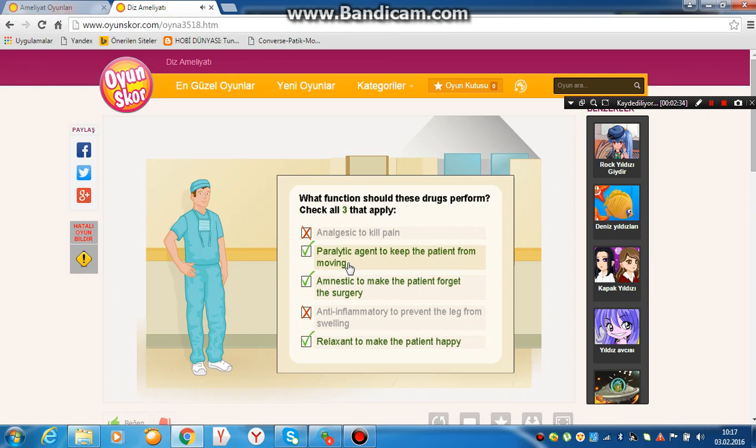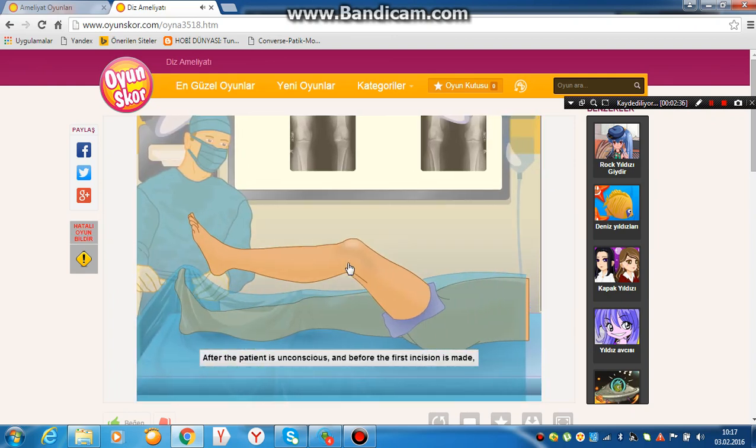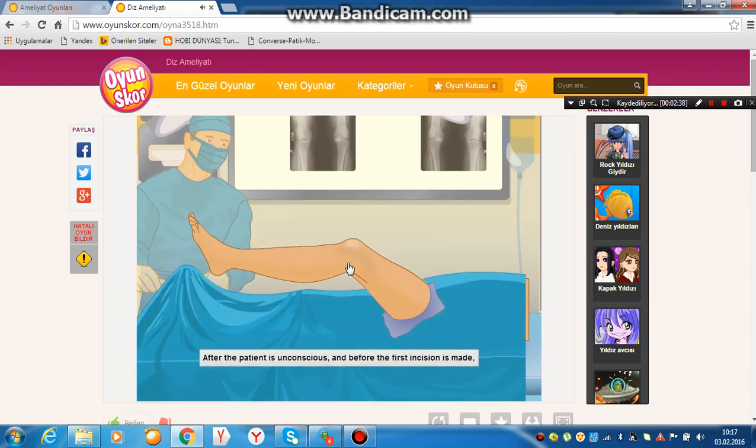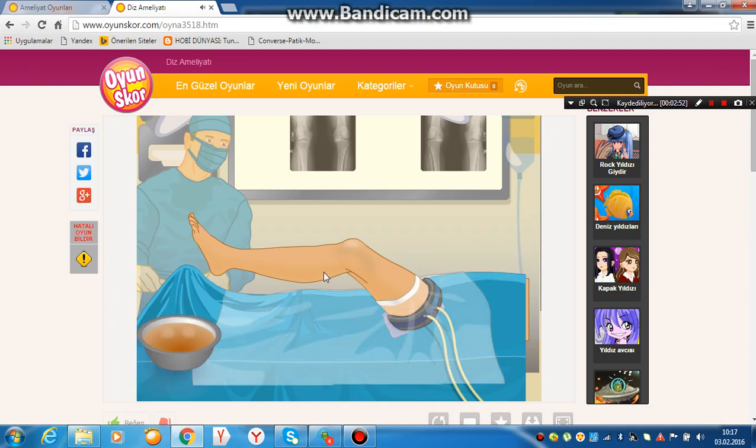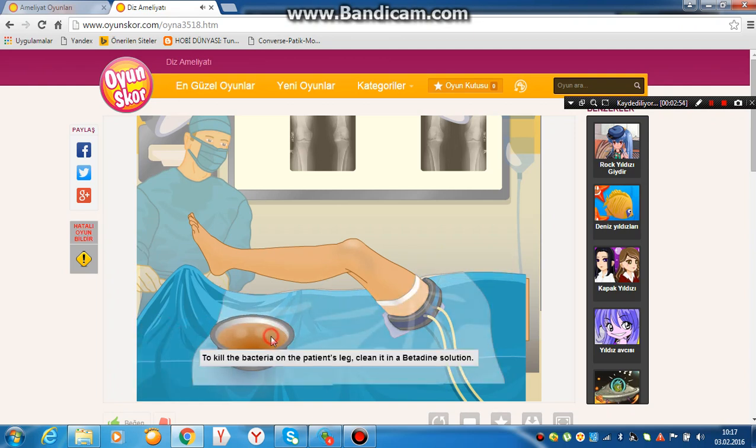Great. After the patient is unconscious, and before the first incision is made, we need to establish a sterile field around the surgical area. A series of sterile drapes isolates the surgical field from the rest of the patient's body. A tourniquet is applied to cut off blood flow, which allows a clearer view of the surgical field during surgery. To kill the bacteria on the patient's leg, clean it in a betadine solution. This scrubbing process will limit the chance of bacterial infection.